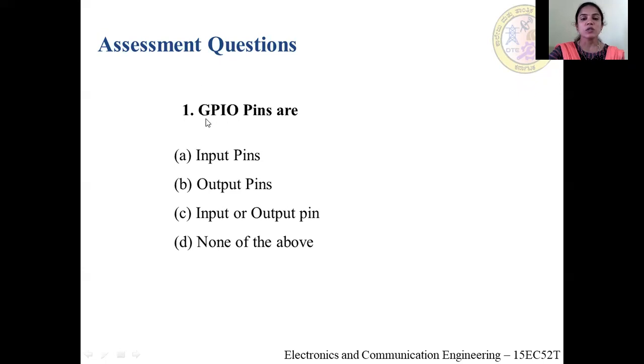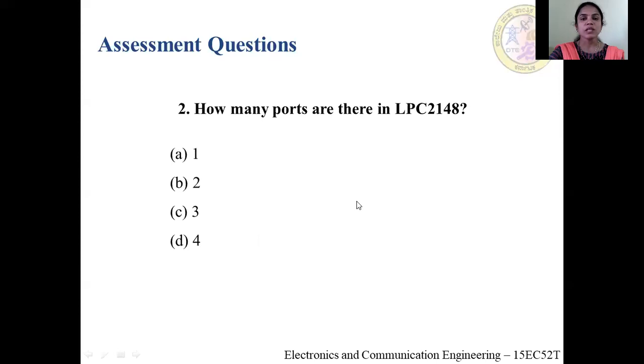Assessment question. The first question: GPIO pins are input pins, output pins, input or output pins, or none of the above? I said in the features of GPIO that these GPIO pins can be used as both input and output pins. Therefore, this is the answer for the first question. Let's look into the next question. How many ports are there in the LPC2148? There are 2 ports in the LPC2148, that is port 0 and port 1.